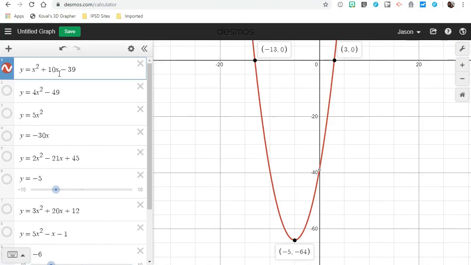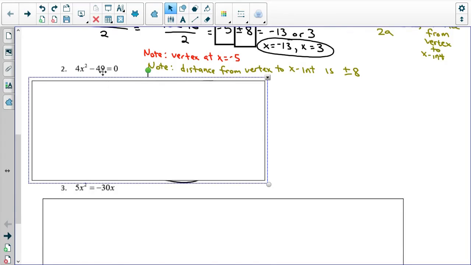x squared plus 10x minus 39. We got negative 13 and 3 as our solutions with the quadratic formula. And remember that we said that the vertex x value was negative 5. And if we look at the horizontal distance in either direction of the vertex value, we end up traveling 8 in both directions. 4x squared minus 49 equals 0.